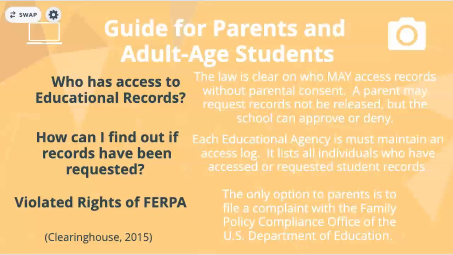So, a guide for parents and adult-age students. A few questions: who has access to educational records? The law is clear on who may access records without parental consent. A parent may request records not be released, but the school can deny or approve that request. So as a parent, how can I find out if records have been requested? Each educational agency must maintain an access log. It lists all individuals who have accessed or requested student records. And what if my FERPA rights are violated? The only option for parents is to file a complaint with the Family Policy Compliance Office of the U.S. Department of Education.